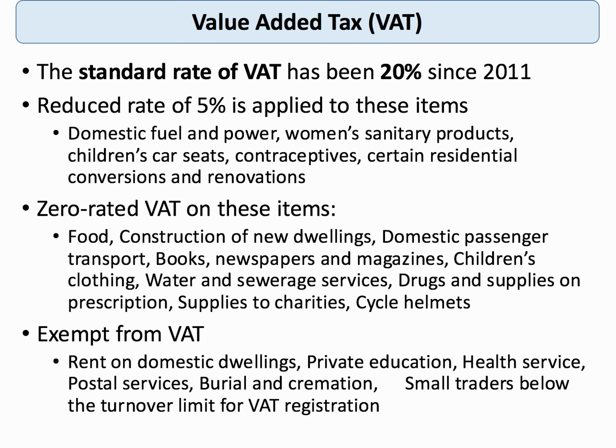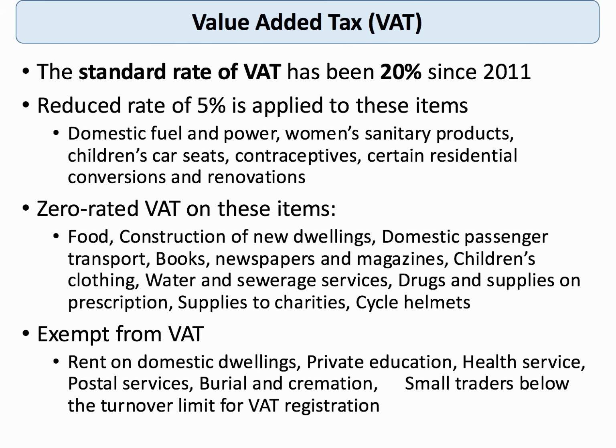Some items are zero rated for VAT, so food you get at the supermarket is not subject to VAT. Neither are books and magazines and cycle helmets. And some things are exempt from VAT. Then there's no VAT applied at all. So rent on property, school fees is VAT free, health services, postal services, and burial and cremation.